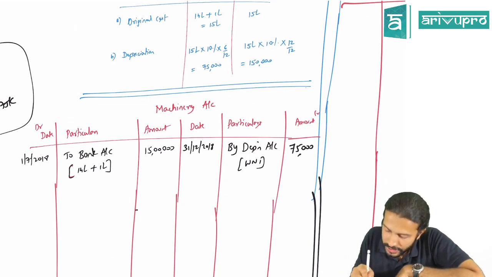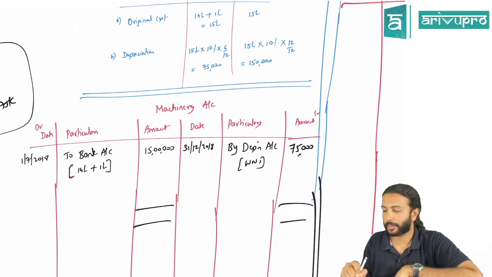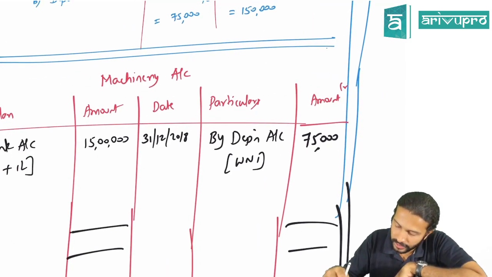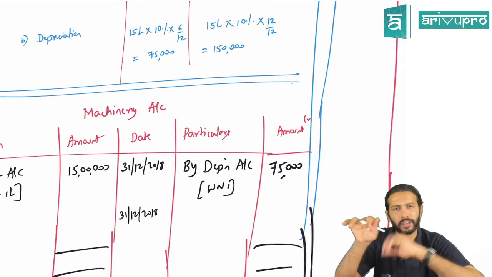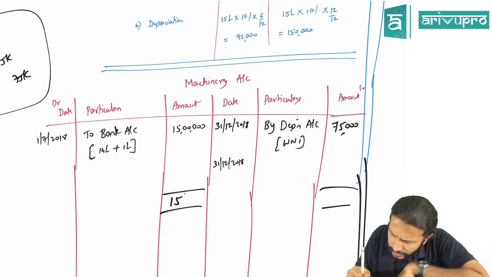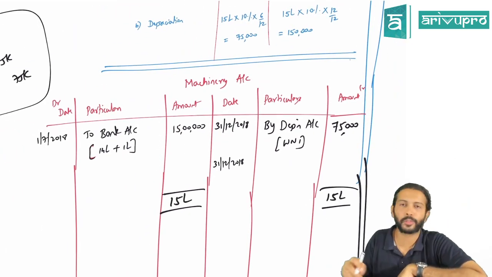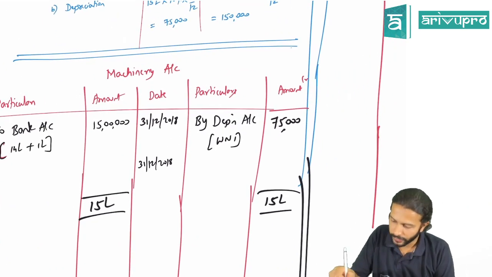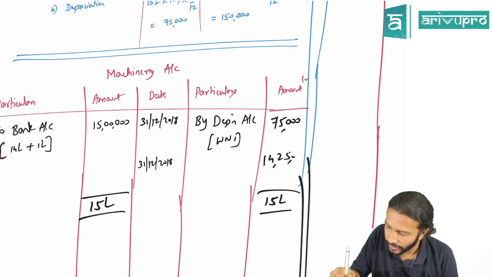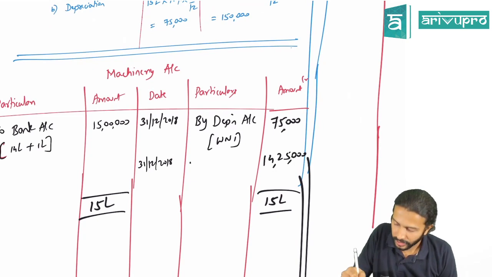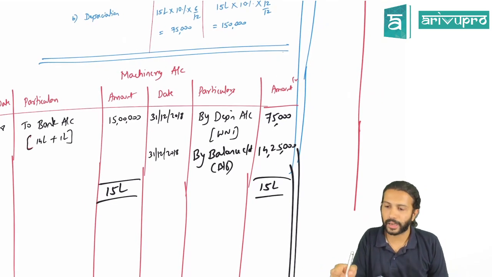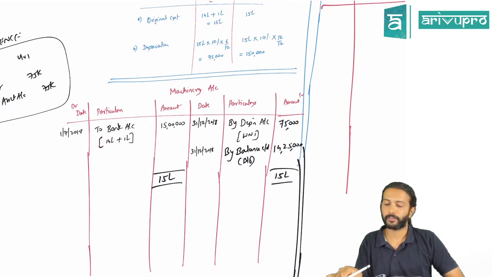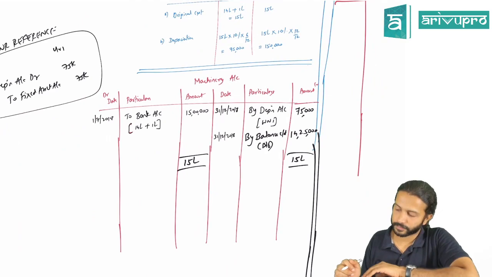Anything else happened in the first year? Nothing. That means at the end of the year, this asset's ledger I need to close. Every year, every ledger I need to close. This side total is 15 lakh. That side also should be 15 lakh. But is there any balancing figure? Yes, I think the balancing figure is 14 lakh 25,000. You'll write that as by balance carried down arrived as balancing figure 14,25,000. That's all. Easy?